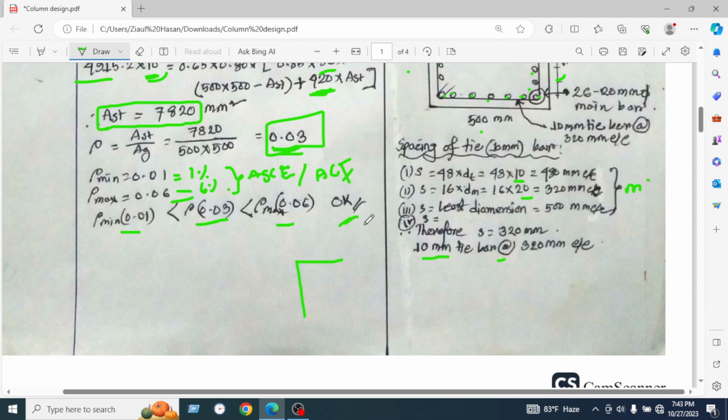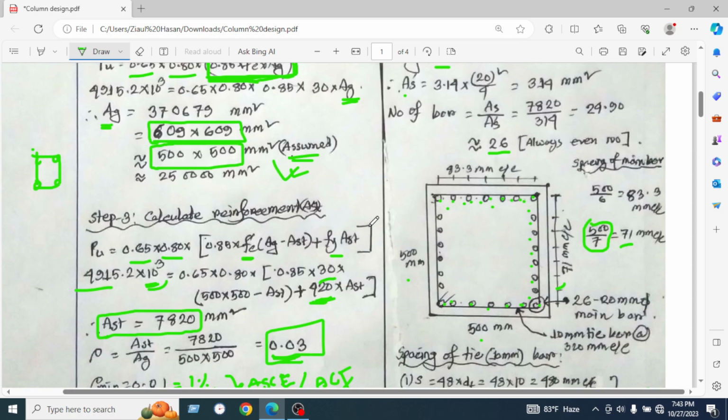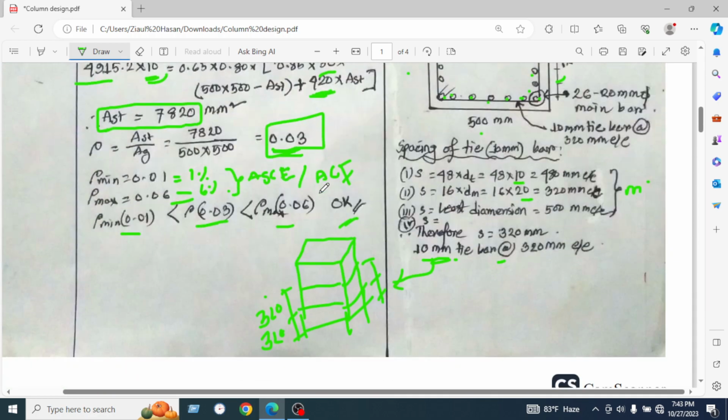So if we want to sketch or detail these reinforcement or tie bar, we have used it this way. This is the spacing of the tie bar we have used here. So here is the 10 millimeter tie bar at the rate of 320 millimeter. So the spacing will be 320 millimeter center by center. Okay, this is the design of tie bar.